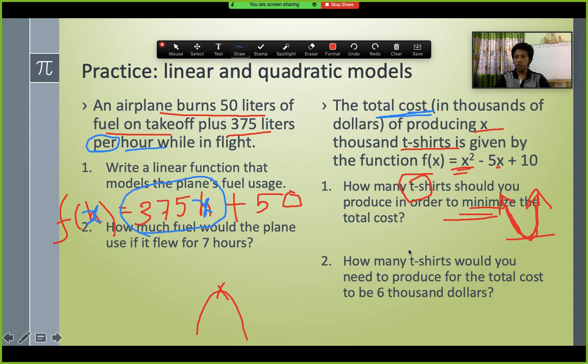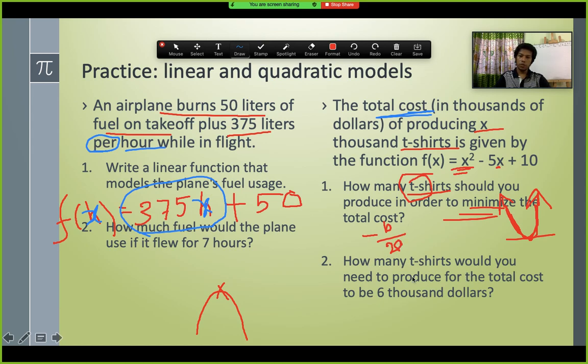And when you use the formula, this rule, minus b by twice a, what do you get? You get the x value. And the t-shirt is x. That's why, if you use it, automatically you will get the solution. You will get the answer.